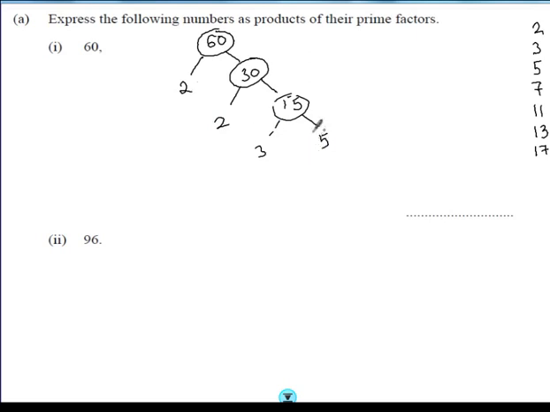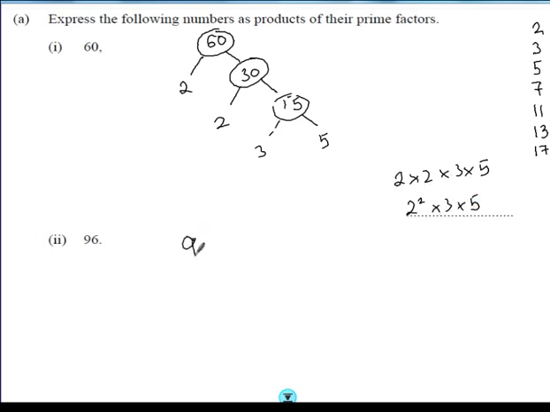If I've done this correctly, multiplying these numbers together should give me 60. 2 times 2 is 4, times 3 is 12, times 5 is 60. This isn't the final answer because I've got to write a multiplication with these. So I could write 2 times 2 times 3 times 5. In this question it doesn't ask you to write it with index notation, but you could write it like that. Just be careful if it does ask for index notation. If not, both of those are perfectly acceptable.